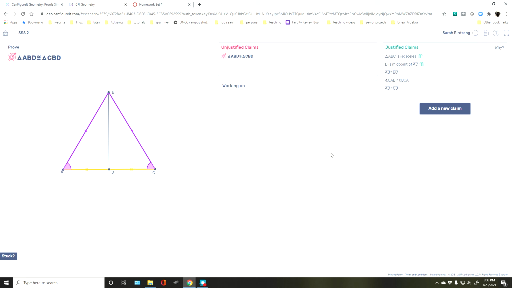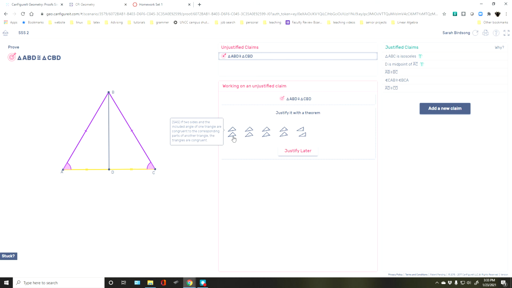This tells us what we're going to want to do. We're going to want to justify that those two triangles are congruent to each other by way of side, angle, side. Now notice here when I clicked on the thing I want to get to and it shows a bunch of pictures, once we hover it'll actually tell you the name.